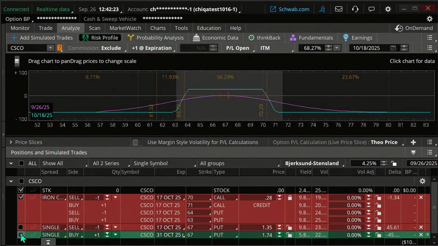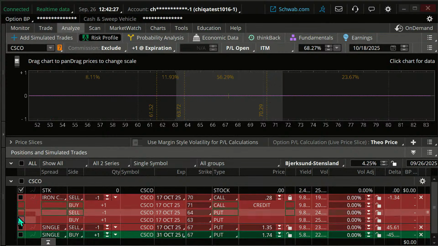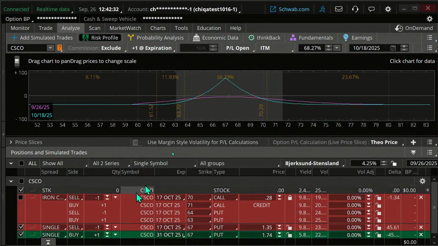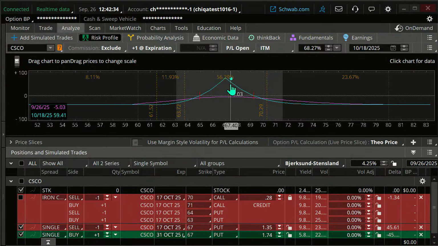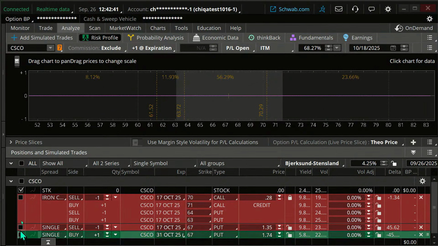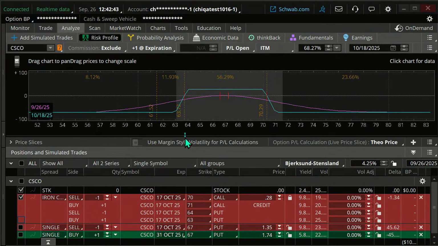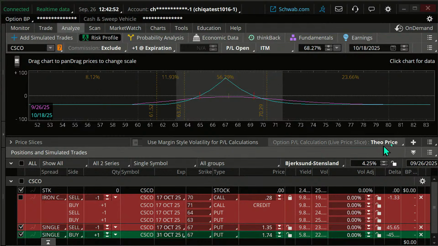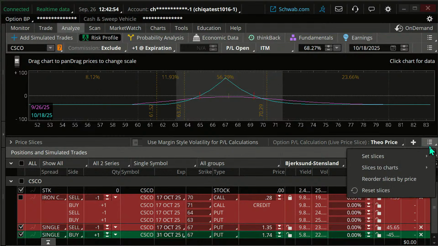That's what the Iron Condor looked like. Here's what the calendar looks like. A little different. You can visualize it. On the calendar, we want it to kind of hit the middle. Let's see what our break-even points are on that calendar. Actually, before we do that, let me just refresh myself. What were our break-even points on this? 63.72 and 70.29. Let me set slices to break even.